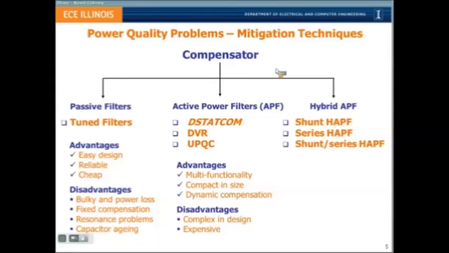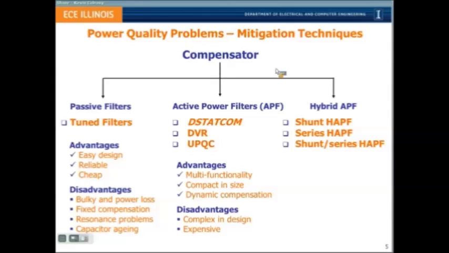And resonance problems and capacitor aging happen because the capacitance tends to vary over time. So whatever frequency was tuned would not be the frequency that is desired, and so there are unwanted resonances in different parts of the frequency spectrum. And this is an evolving technique, and we've already had a lot of manufacturers making active power filters or static compensators.